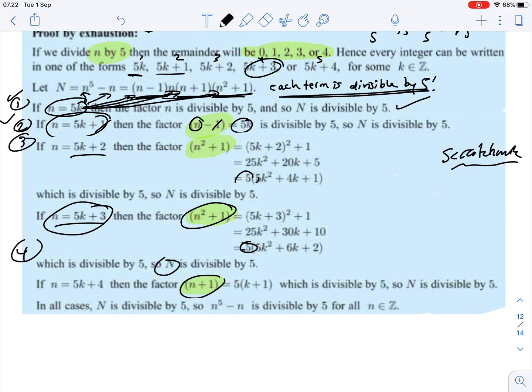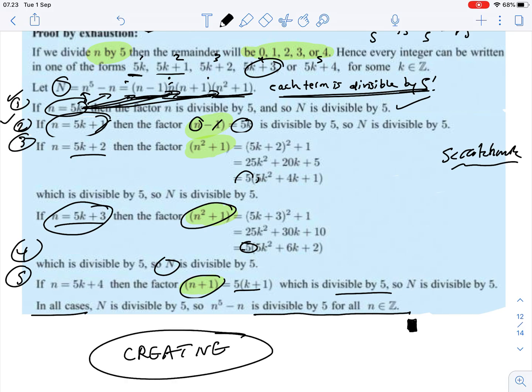And as soon as you can factor out a 5, guys, then you can say that the big N, this entire thing here, is divisible by 5. Remember, everything's being multiplied, so everything would be multiplied by a 5. And you see, okay, fifth case here, good. You can factor out a 5. Shows me this is divisible by 5. Then my final statement is, in all cases, n is divisible by 5. So n to the fifth minus n is divisible by 5 for all numbers that are integers. Don't forget, end of your proof.